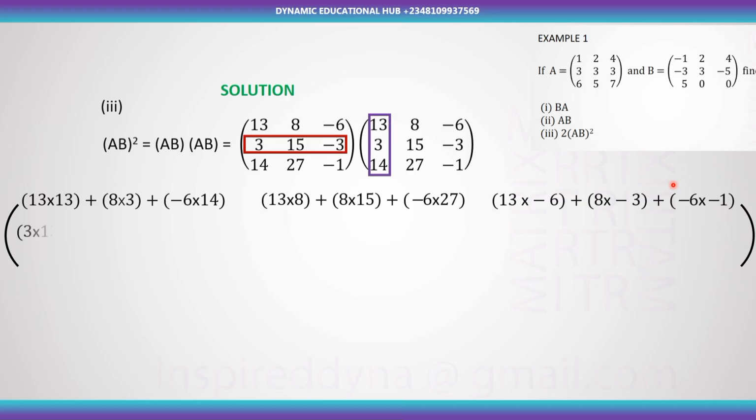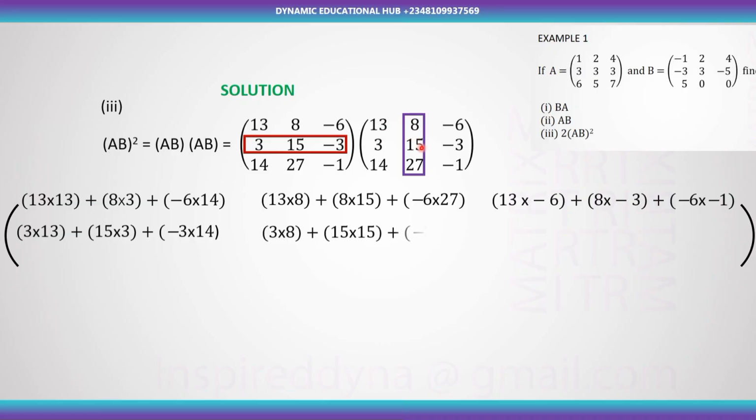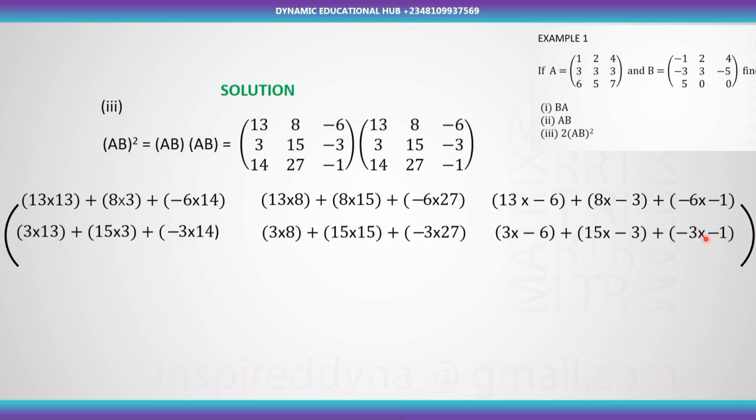Column, we have 3 multiplied by 13 plus 15 multiplied by 3 plus minus 3 multiplied by 14. We have it here. We move to the next column. We have 3 multiplied by 24 plus 15 multiplied by 15 plus minus 3 multiplied by 27. Move to this one. We have 3 multiplied by 6 plus 15 multiplied by minus 3, plus minus 3 multiplied by minus 1. We are done with that.